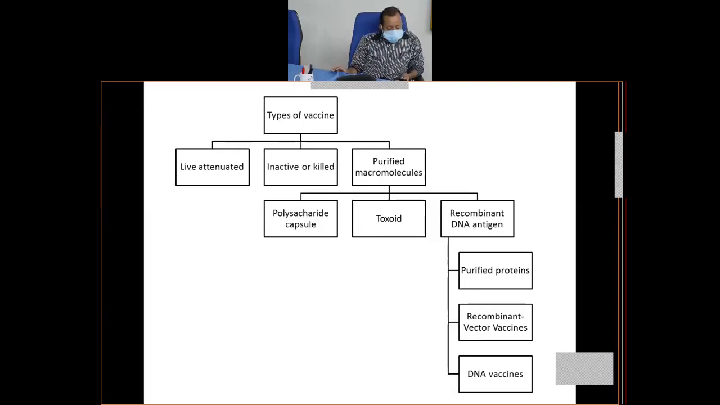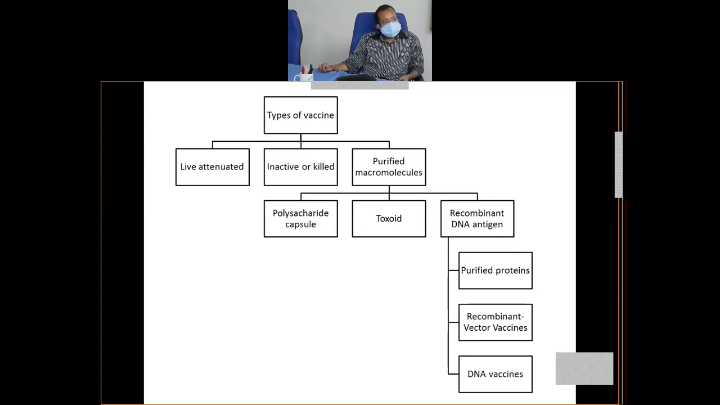Regarding the types of vaccine, I have made this. The types are there in the book. So these are the major classes of vaccines. They may be live attenuated or inactivated, and there may be some purified macromolecules. So we'll discuss each and every type of these vaccines.